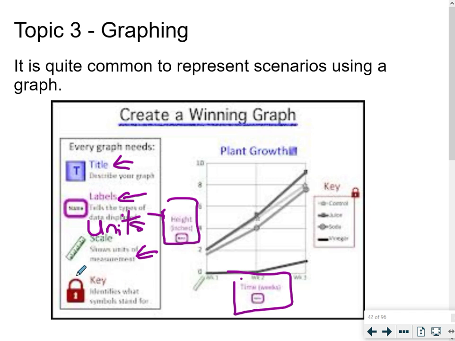The last thing you could include is a key. But you really only include a key if you have more than one thing in the graph. You see how there are 4 different lines going on here? Because there are 4 different lines, they recorded 4 different people here. Unless you have multiple different items, you might only have one line. That's fine. You might not need a key. But in general, make sure you have a title, labels with units, and a scale. Those are the basics a graph should have. Sound good?